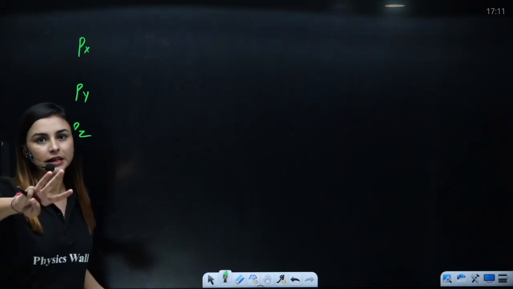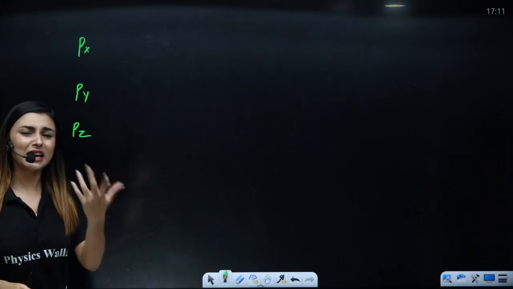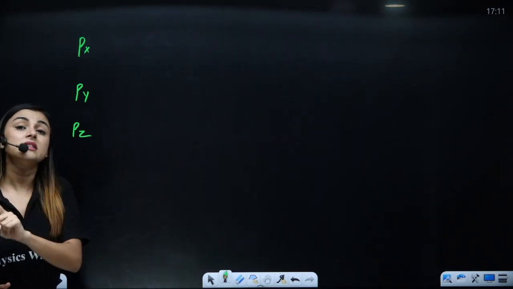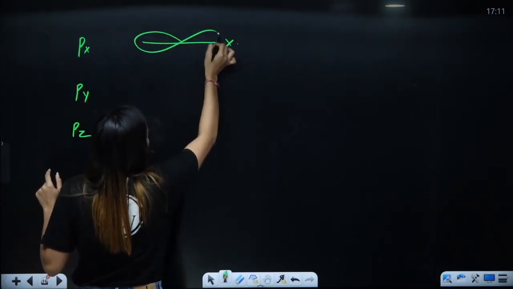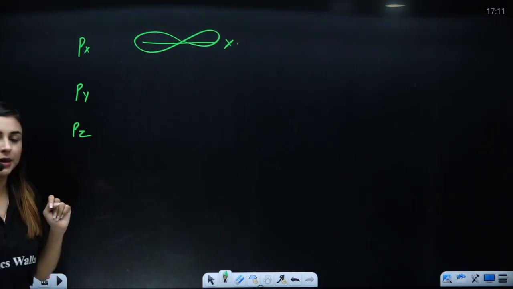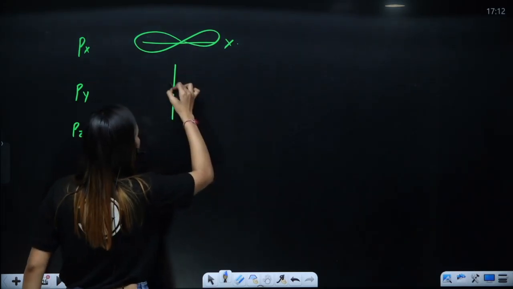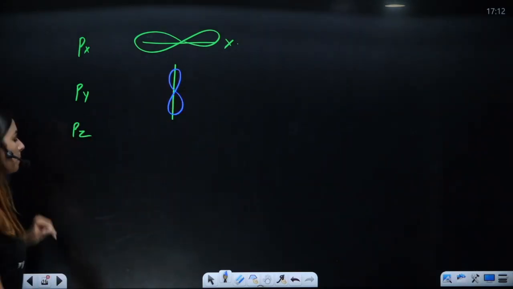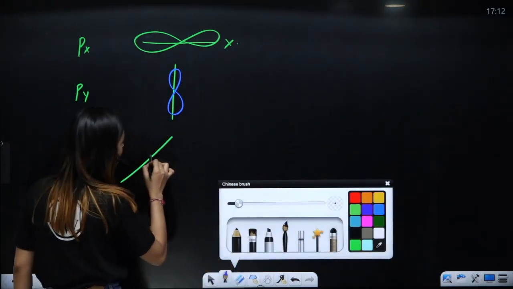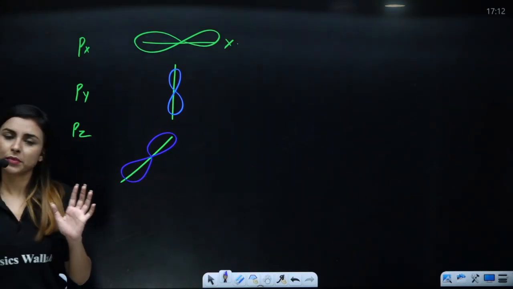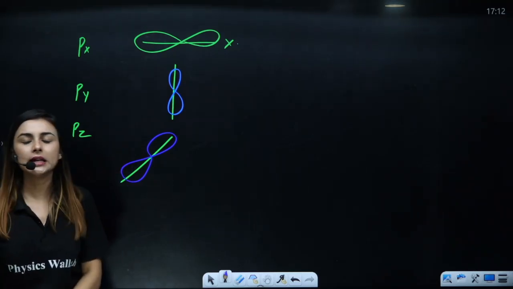The P subshell has three P orbitals and the shapes of them are PX, PY and PZ. I know it is a dumbbell shape. There is no difference, except that in PX, the dumbbell lies in the X axis. If this is your X axis, then this will be your shape. In PY, your dumbbell lies in the Y axis like this. And for the PZ orbital, your dumbbell lies in the Z axis. So, this is the only difference. Three different P orbitals: PX along the X axis, PY along the Y axis and PZ along the Z axis.